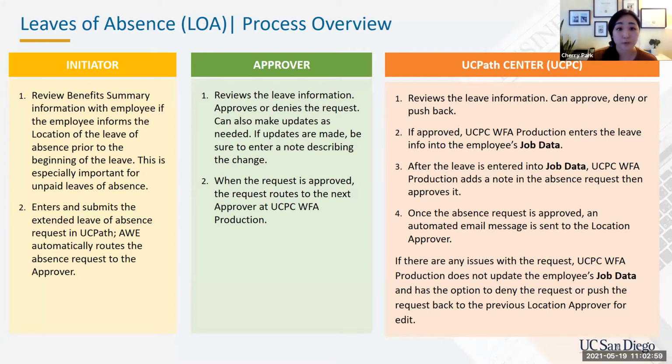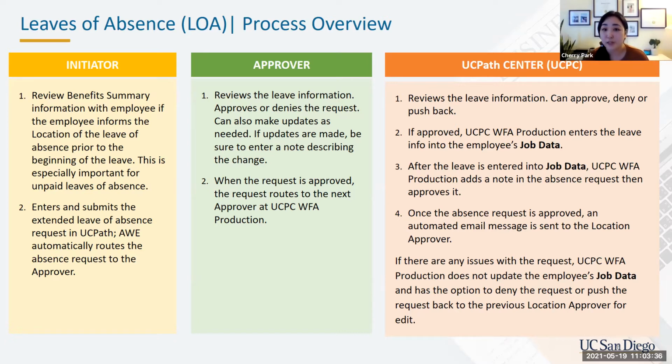Next, the approver will review the leave information, approve or deny the request, and can also make updates as needed. If updates are made, be sure to enter a note describing the change. Once the request is approved, it'll be routed to the next approver at UCPC WFA production. Finally, at the UCPath Center, they review the leave information. They can approve, deny, or push back. If approved, UCPC WFA production enters the leave into the employee's job data.